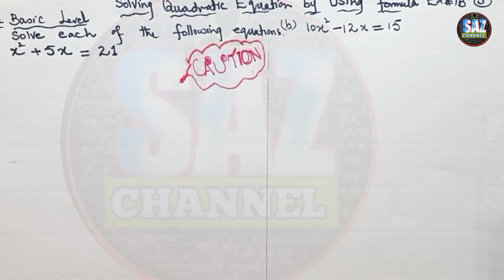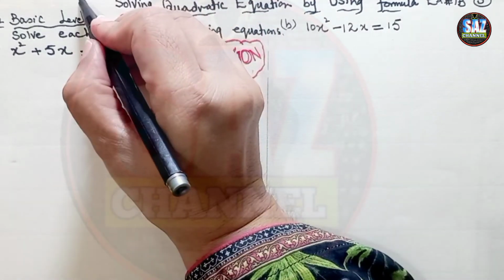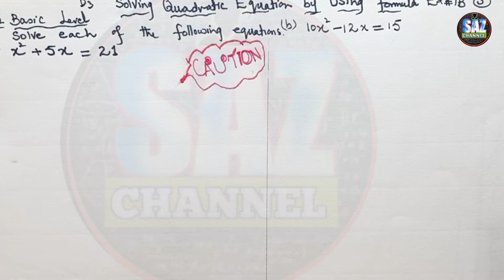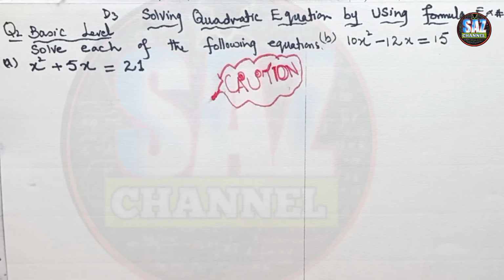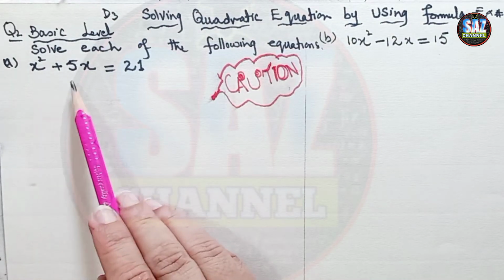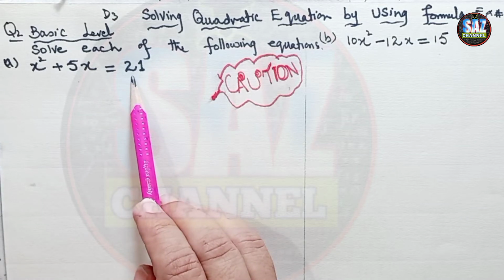This is my fifth lesson of D3 chapter number 1, exercise 1B, about the solution of quadratic equations by using the quadratic formula. In this lesson, we'll be discussing basic level question number 2. Let me read the question from the book. Question 2 says: solve each of the following equations. The first part is x square plus 5x equals 21.